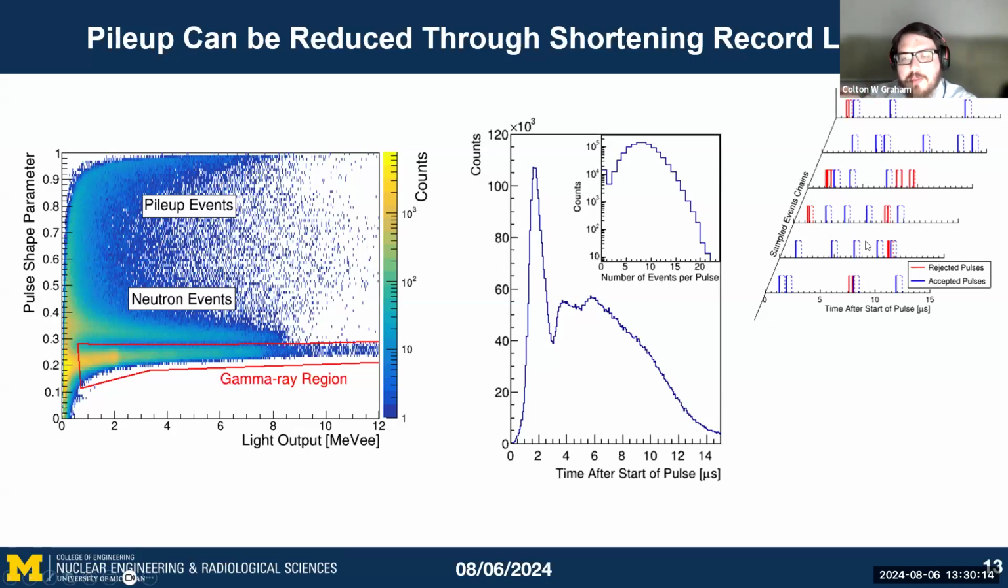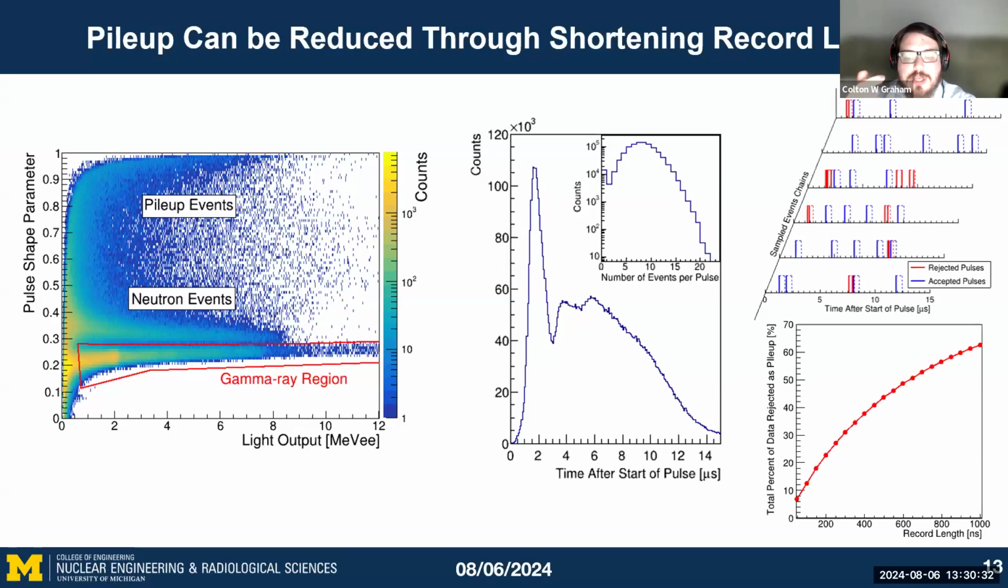So we sample this, and then we say if there's a second event within the record length, which is opened after each event, then we say that the pulse shape parameter of both events is going to be outside of the gamma ray region, and that event is going to be lost. So if we look then at the percent of total data which is rejected as a function of record length, we see that for the common record lengths that are used for organic scintillators, say half a microsecond or a full microsecond, you get upwards of half of your data lost as pileup, which is obviously quite poor.